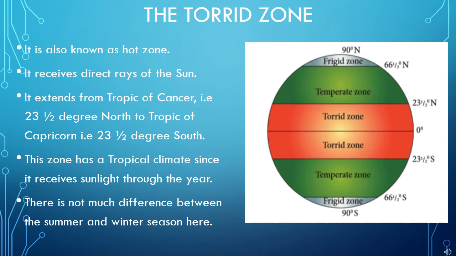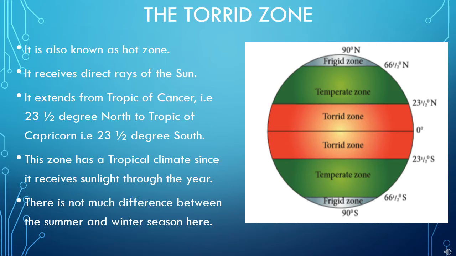Let us talk about the torrid zone first. The torrid zone is also known as the hot zone. It is the hottest zone on the surface of the earth as it receives the direct rays of the sun. This zone extends from the Tropic of Cancer, that is 23.5 degree north, to 23.5 degree south, that is Tropic of Capricorn. The zone has a tropical climate since it receives sunlight throughout the year.